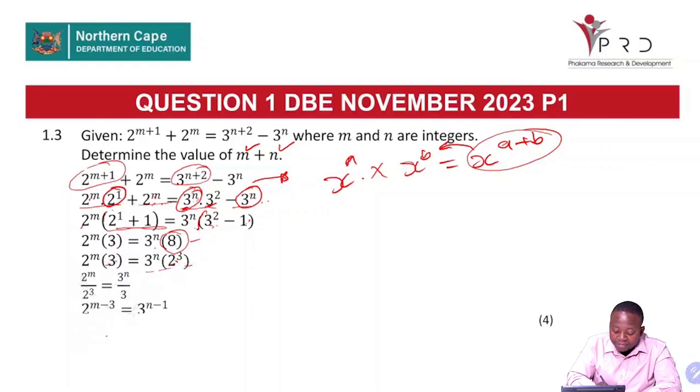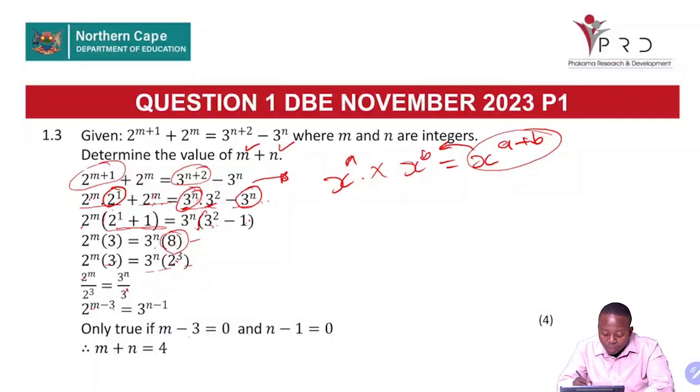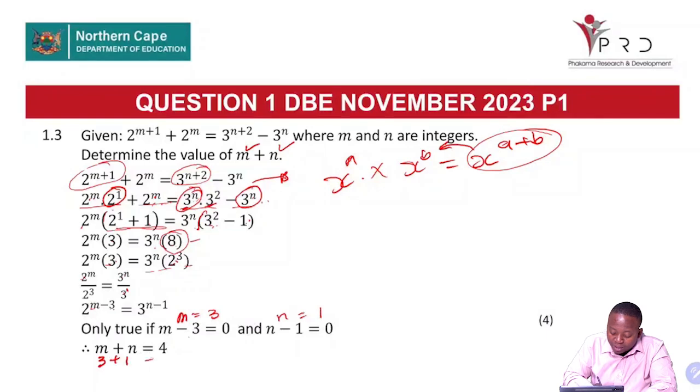when we have the same bases dividing each other, what do we do? We subtract the exponents. We subtract m and 3 in that case. We have the base of 3 for both sides. We'll now say n minus 1 in that case. Then we now know that it is only true if m minus 3 is equal to 0 and n minus 1 is equal to 0, where they are integers. Then what we now have, we know that m in this case will be 3 and n will be 1. So we have n plus m, which is 3 plus 1, which gives us 4.